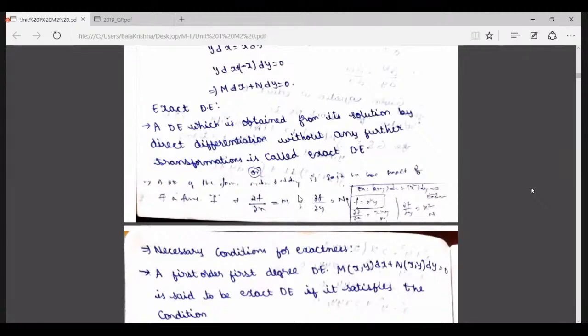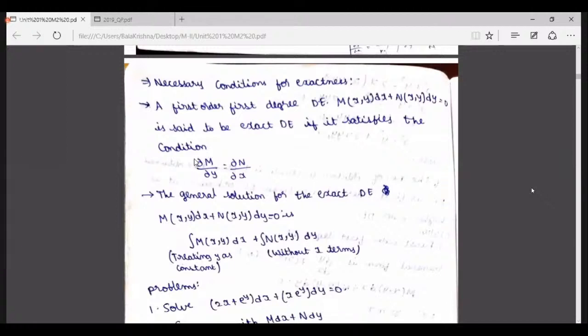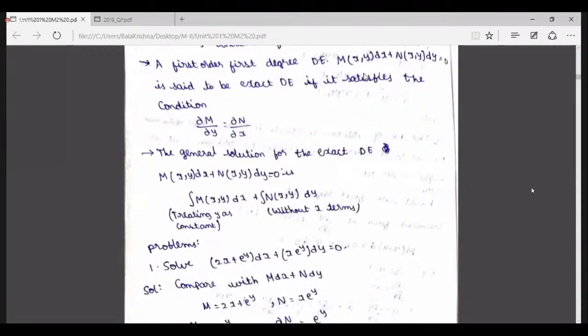Basically this is the definition, but to find solutions we are given a condition called the necessary condition for exactness. Using this condition we'll be solving our problems. To say a given differential equation of first order first degree, that is M dx plus N dy equal to 0, is exact, it should satisfy the condition dou M by dou y is equal to dou N by dou x. When this condition is satisfied, then that first order first degree equation is said to be exact. So you are always supposed to verify this condition. If it is satisfied, you say it is exact.